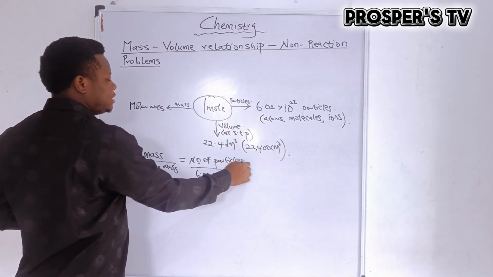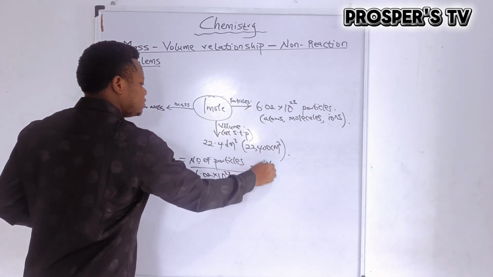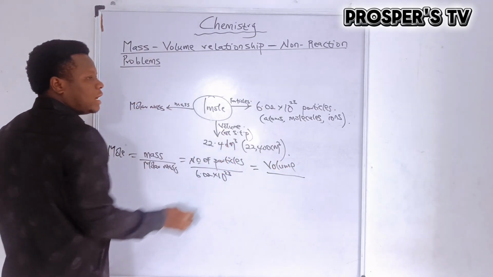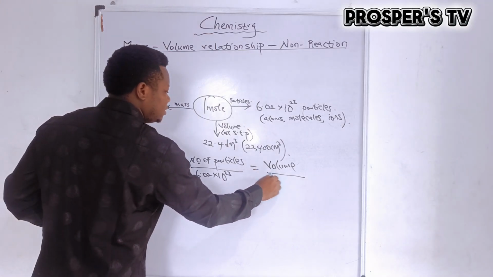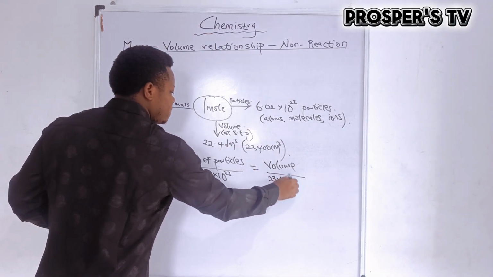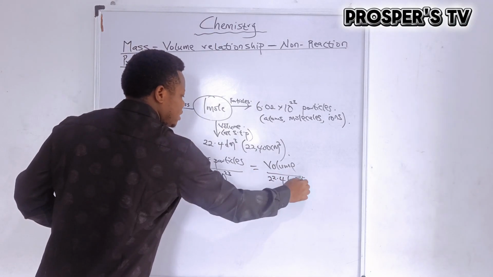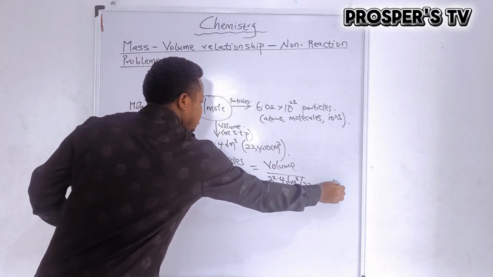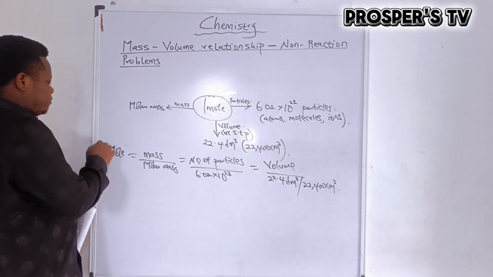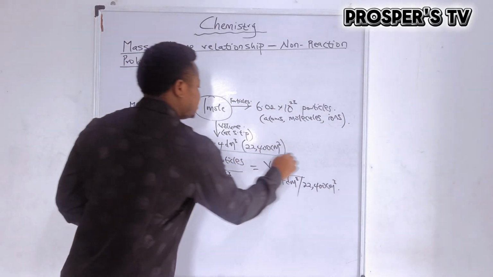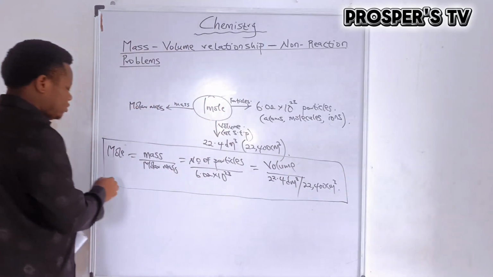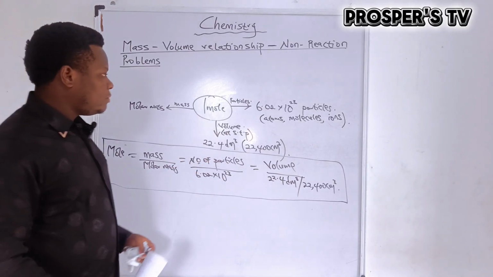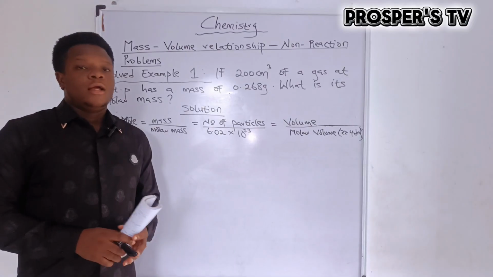Then if we're talking about in terms of volume, we have that the mole is equal to volume over the molar gas volume, which is 22.4 dm cube, or you can say 22,400 centimeter cube. So these are the formulas I'm going to be using for this particular class. Make sure you write this formula somewhere. Without wasting much time, we'll look at examples now.